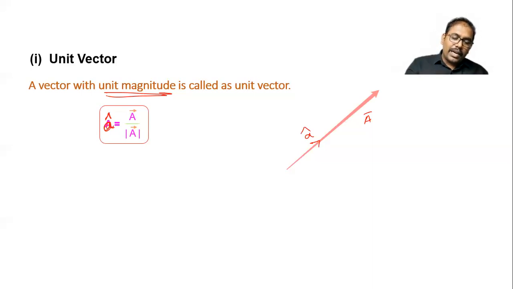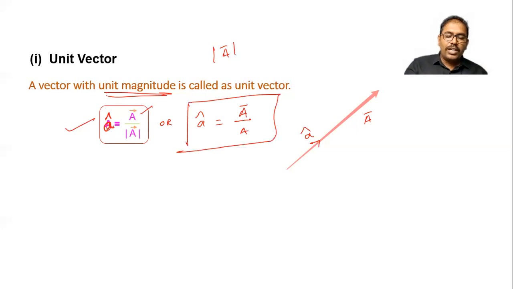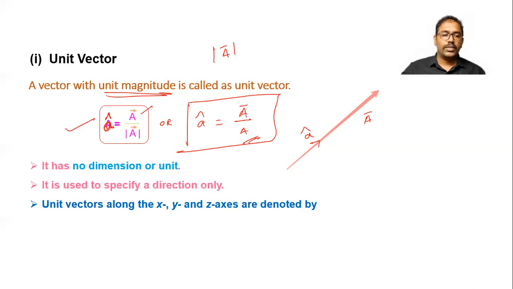Then the unit vector is given by this formula: vector divided by its magnitude. When A bar is written between two lines, it means the magnitude of that vector. Or I can write it this way also: A cap is equal to vector A bar divided by A. Here there is no bar on top, which means it is a magnitude. Unit vector has no dimension and no unit. It is used to specify direction only.